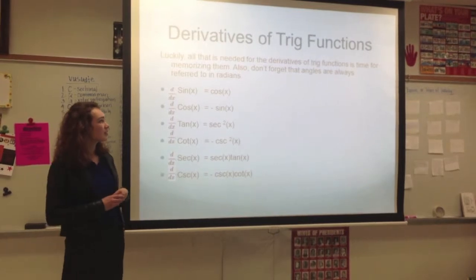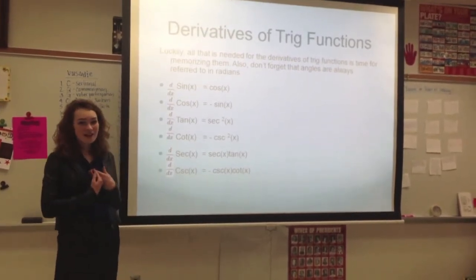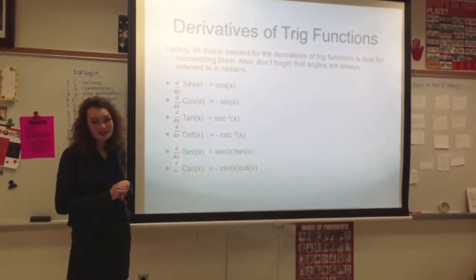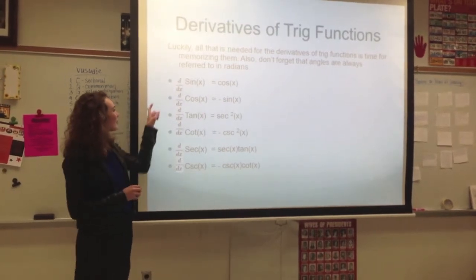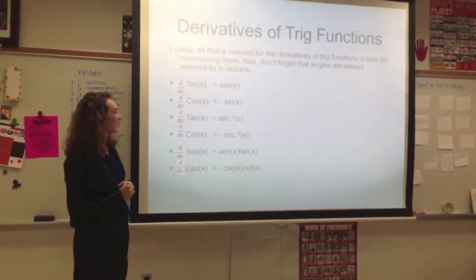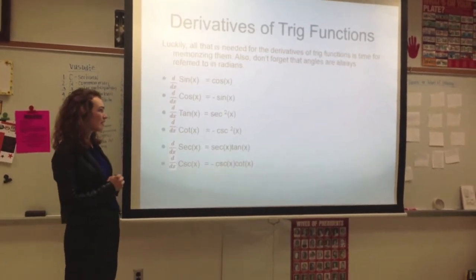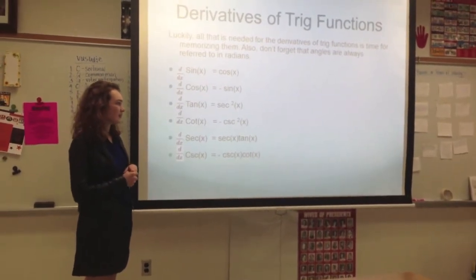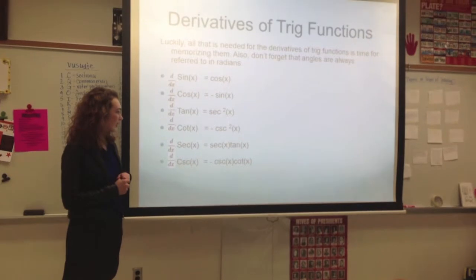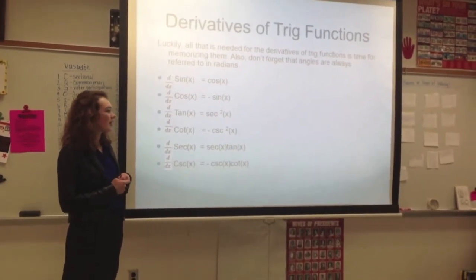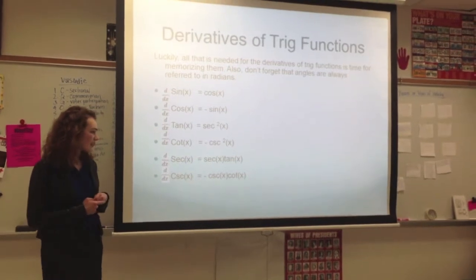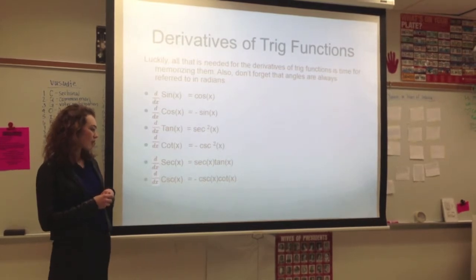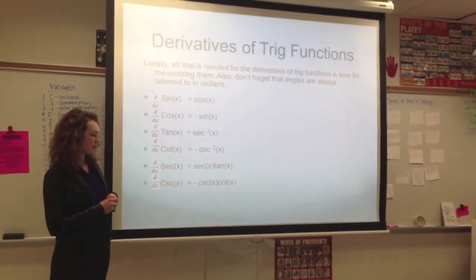Alright, so you also need to know the derivative of trig functions. These personally are my favorite because they're all just memorizing, and you just need to know them. They're fantastic. And so if you're finding the derivative of sine of x, it's going to equal cosine of x, and if you're finding the derivative of cosine of x, it's going to equal negative sine of x. And the derivative of tangent x is going to equal secant squared x. And the derivative of cotangent x is going to equal negative cosecant squared x. And the derivative of secant x is going to equal secant x tangent x. And the derivative of cosecant x equals negative cosecant x cotangent x.